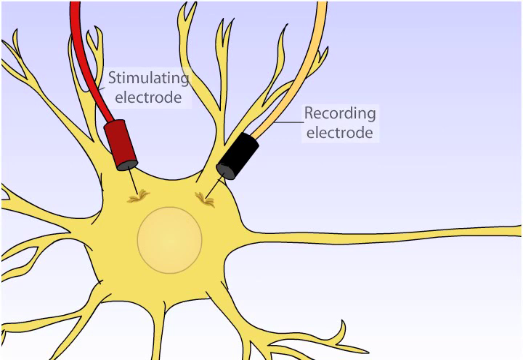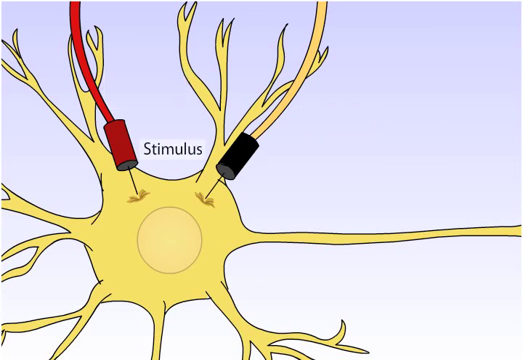Let's look at what happens when our model neuron is stimulated. The first two stimuli shown here are insufficient to depolarize the membrane past the threshold level. Thus, no action potential is generated and the voltage quickly returns to the resting level. However, the final stimulus is large enough to generate an action potential.